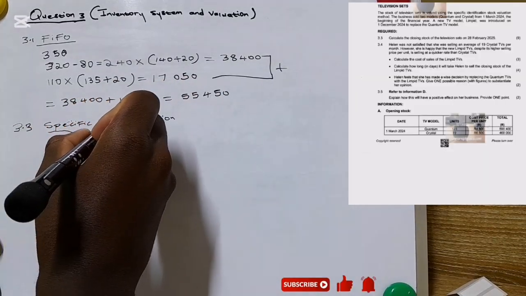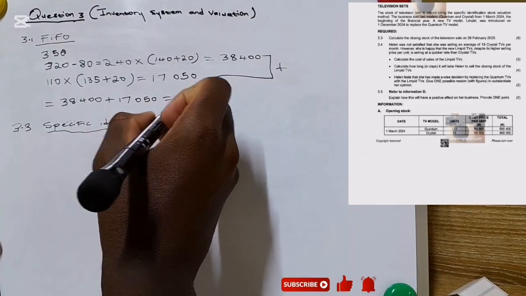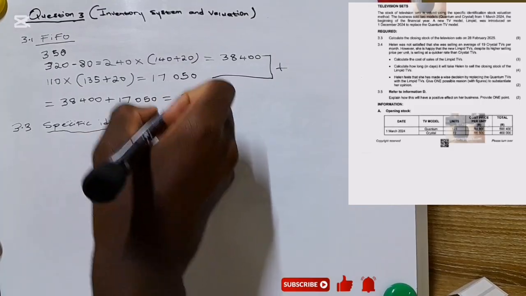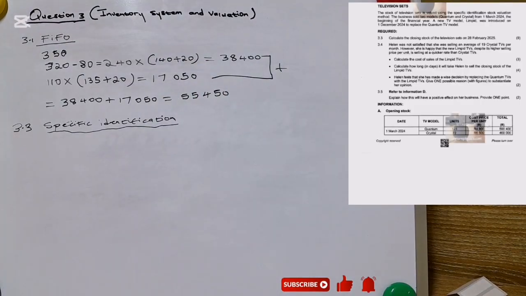So, to give an explanation on this specific identification method, guys, it's different from FIFO, and it's different from weighted average. The weighted average method we did in the part 1 video. So with specific identification, you need to be specific when you calculate the value of the closing stock.